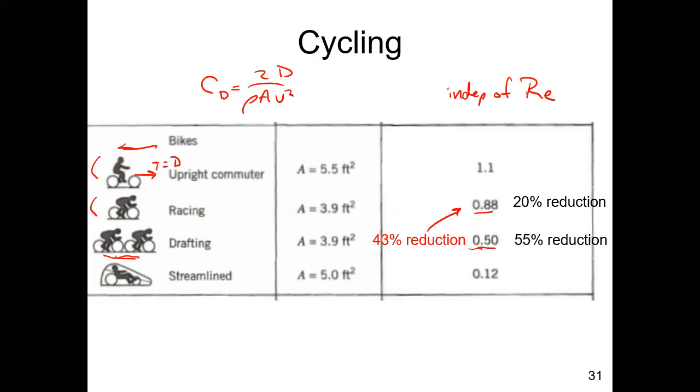But again, this is significant, and that's why you see the riders always drafting, and it looks like they're about a quarter inch one behind the other. And then all of a sudden the one in front will peel off and go all the way to the back so that they can rest up a little bit. And then you can certainly get streamlined systems and incredibly reduce this drag coefficient.